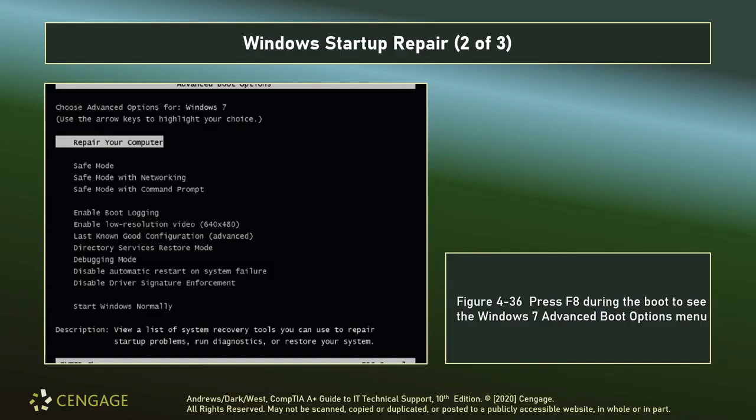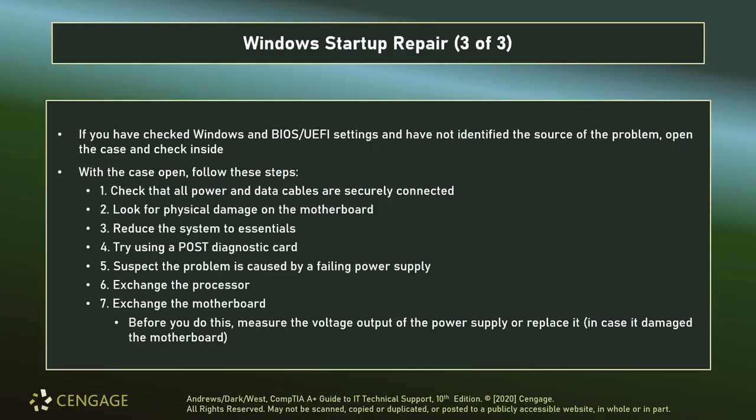Last known good configuration: basically, the last time the system booted normally, it keeps an idea of what those configurations were. You can also disable driver signature enforcement. Now, this is a malware vulnerability, so you want to make sure that you only do that if you have to. This screen will look a little bit different if you go into Windows 8 or Windows 10. For one thing, it'll probably be blue, but in general, it'll give you a lot of the same options.